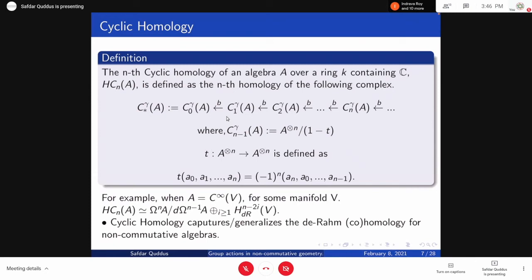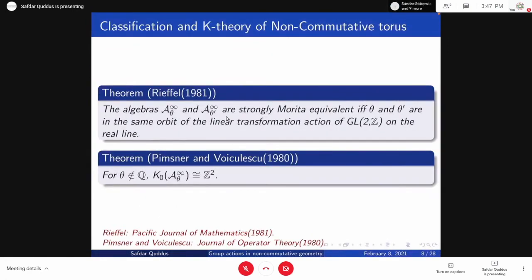Okay, so this is trying to justify that Hochschild homology and cyclic homology are indeed generalizations to this setting and not just mere commutative invariants. Okay, so we have a few results. I'm trying to understand the smooth non-commutative torus. That was done by Rieffel.